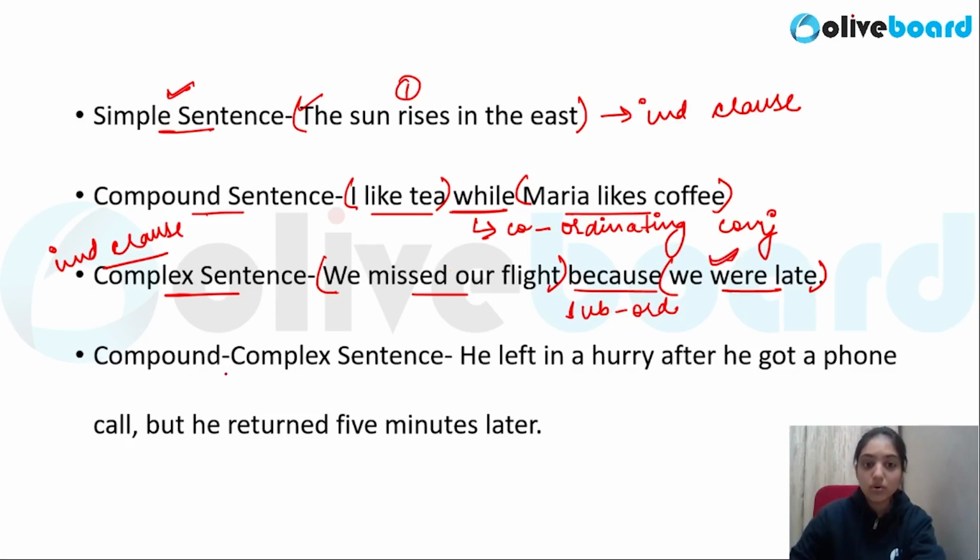Moving on to compound complex sentences. Now, compound complex sentences are a mixture of compound sentences as well as complex sentences. The example here says, "He left in a hurry after he got a phone call, but he returned 5 minutes later." So, after here is the subordinating conjunction, and but here is the coordinating conjunction. So, he returned 5 minutes later here is the independent clause, whereas he got a phone call is the dependent clause. So, why did he leave in a hurry? Because he had gotten a phone call.